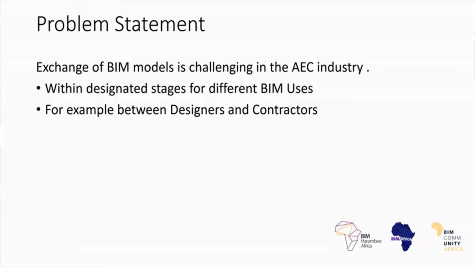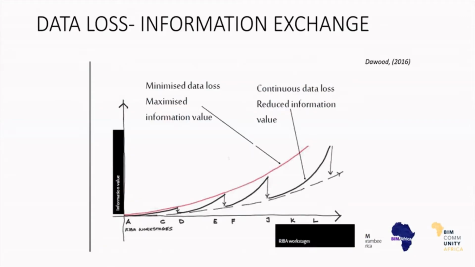But why is this a problem? Let's find out. There's a diagram that was presented by Dawood, 2016. They noticed that whenever a stage ends, a drop point, there's always an information drop. So when you go to a stage where you have to exchange information, information is being lost. This data loss actually causes some rework because this data is not available or is lost.